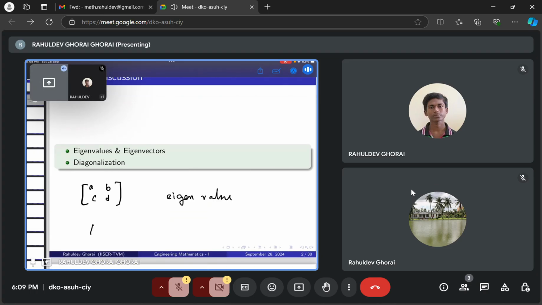So if you have a matrix A, you multiply A with a vector X, and if you get some constant times X again, so that this type of relation holds, then lambda is the eigenvalue, and the corresponding eigenvector is X. X is the eigenvector.